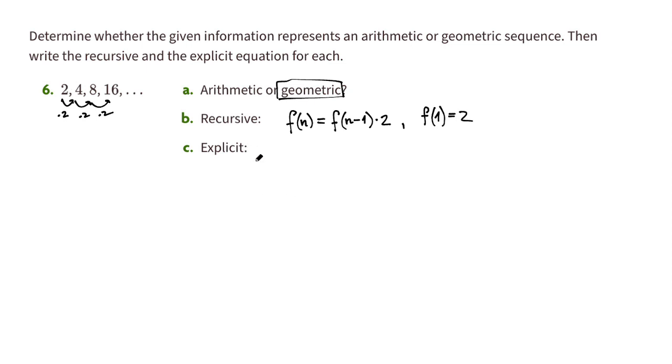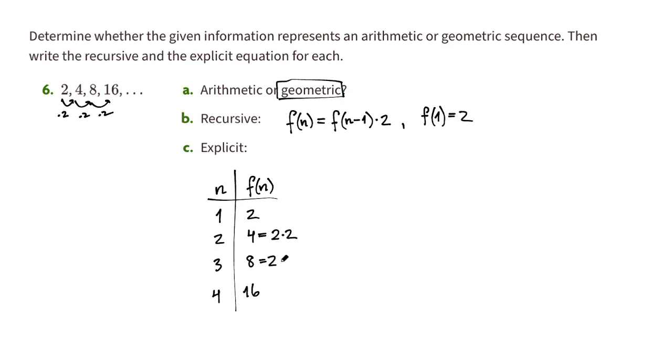Okay, and then to get our explicit equation, we'll go ahead and create a table of values so we can see our pattern. So n and f of n. So the first term is 2, the second is 4, the third is 8, and the fourth is 16. But we'll want to write these numbers using the pattern, which is multiplying by 2. So instead of writing this as 4, we'll write it as 2 times 2. And instead of writing this as 8, we'll write it as 2 times 2 times 2. Okay, and then here, again, take the previous thing and then multiply by 2.